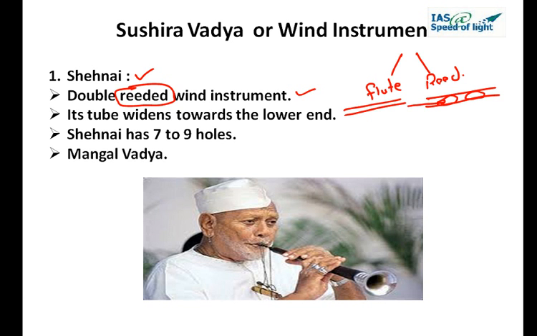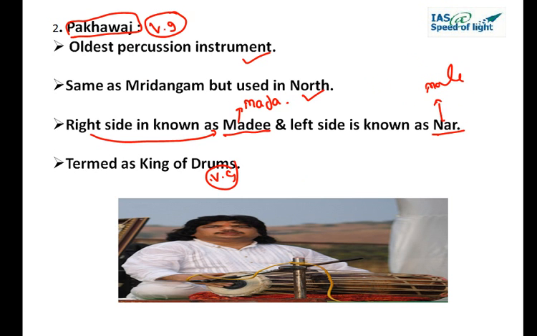Its tube widens toward the lower end. Here you can see it is getting wider. Shehnai has 7 to 9 holes, and it is also known as the Mangal Vadya, the instrument which is normally played on all auspicious occasions. And this gentleman we already know, Bismillah Khan, associated with Shehnai. Another instrument here with percussion we left is the pung. If you remember the pung, pungi, pungcholam, Manipuri dance. So it is also a percussion instrument, pungcholam.